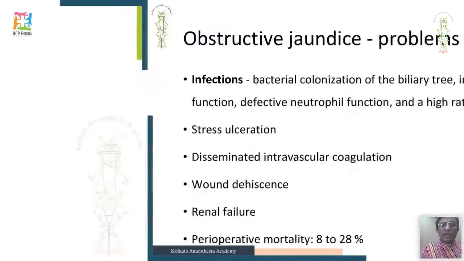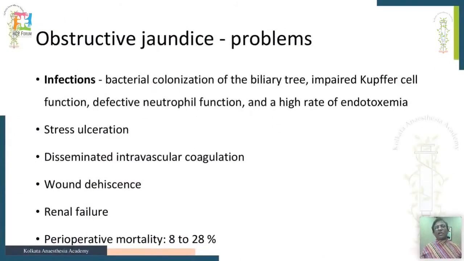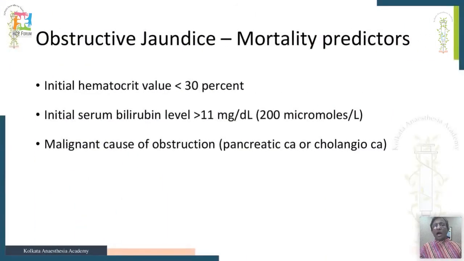So that was about cirrhosis. Coming to obstructive jaundice, the problems with obstructive jaundice is infection, and this is because of the bacterial colonization. The other things are more surgical oriented: stress ulceration, DIC, wound dehiscence, but remember they can go into renal failure, and it has a significantly high perioperative mortality, up to 28%.